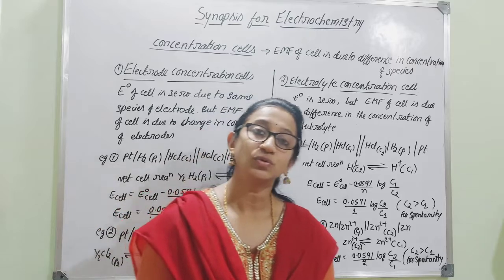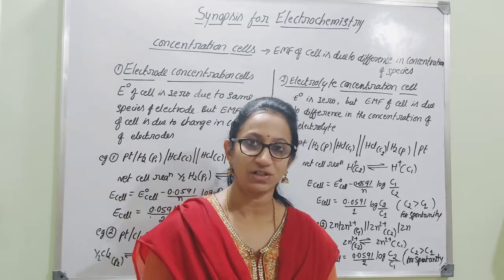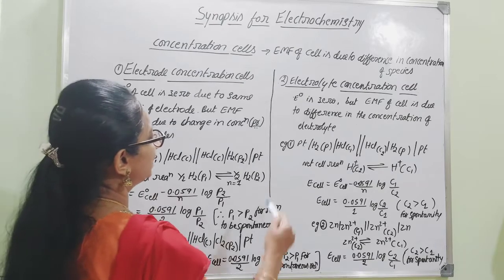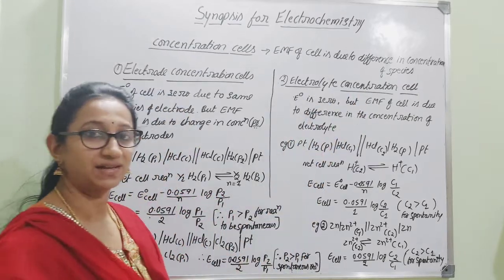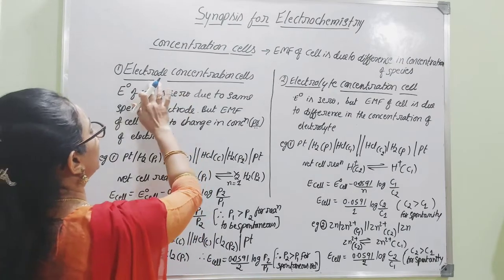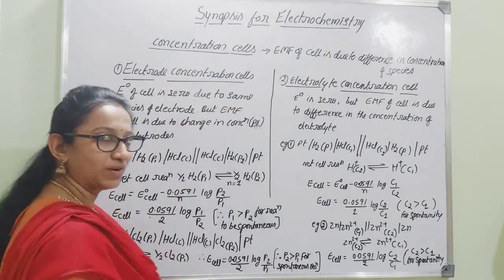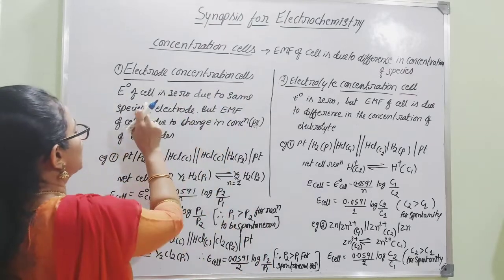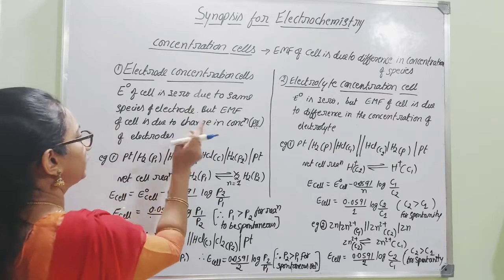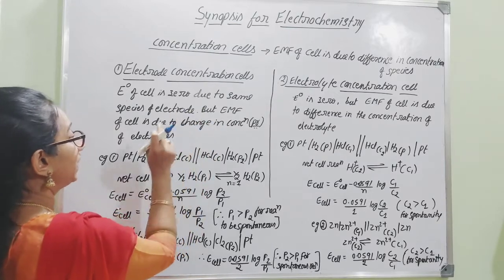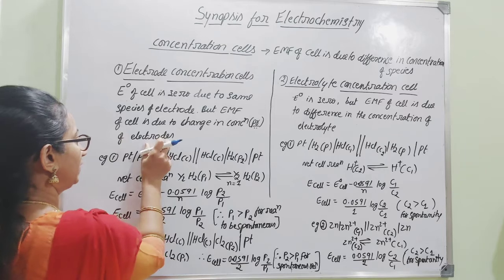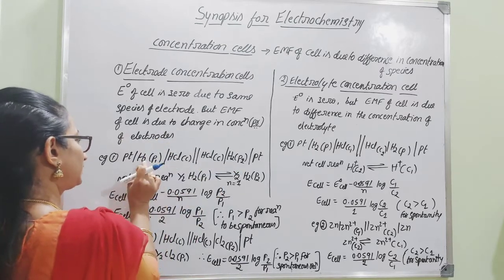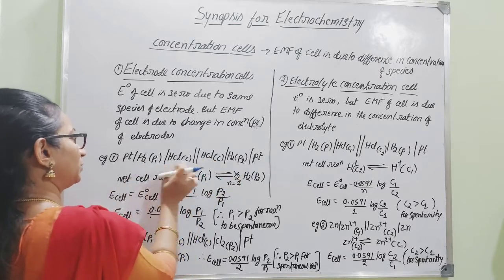Now, there are two types of concentration cells. One is the electrode concentration cell, the other is the electrolyte concentration cell. If you start with electrode concentration cells, what is meant by them? These are concentration cells in which there is a difference in the concentration of the electrodes. Consider one such example: hydrogen electrodes connected through a salt bridge.